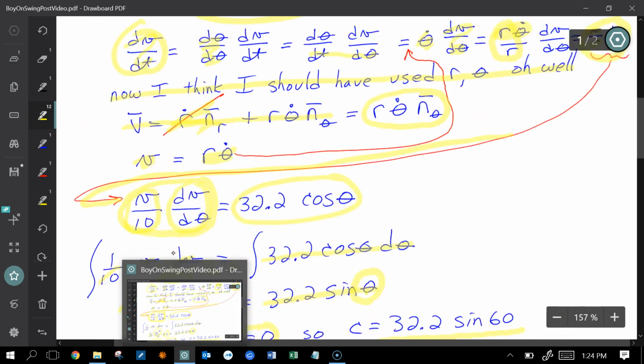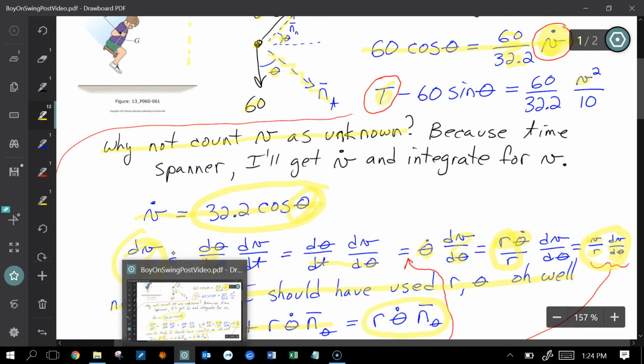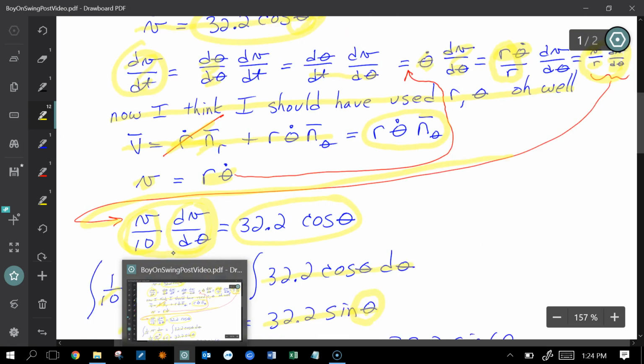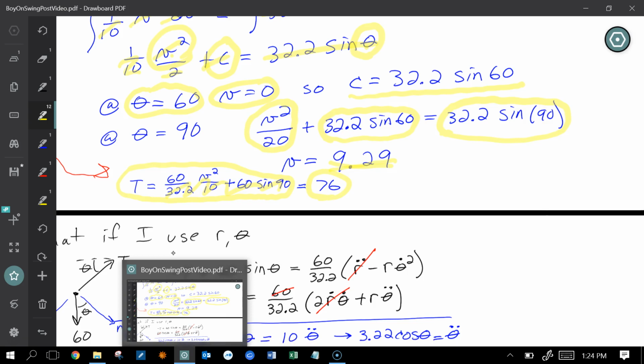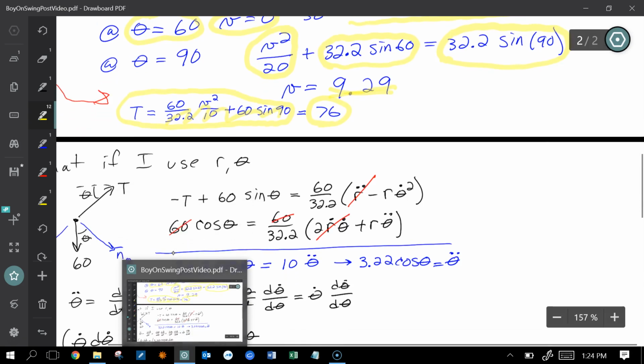To get the tension, you just grab this equation, pull him down, so I copied it down here, and then you just plug in. So now, when the angle is 90 degrees, you know what the V is, it's 9.29, so you just pop the values in here, calculate it up, I get 76. That would be double what Mastering is wanting you to enter, because they say there are two chords, and so each chord's going to carry half of that.